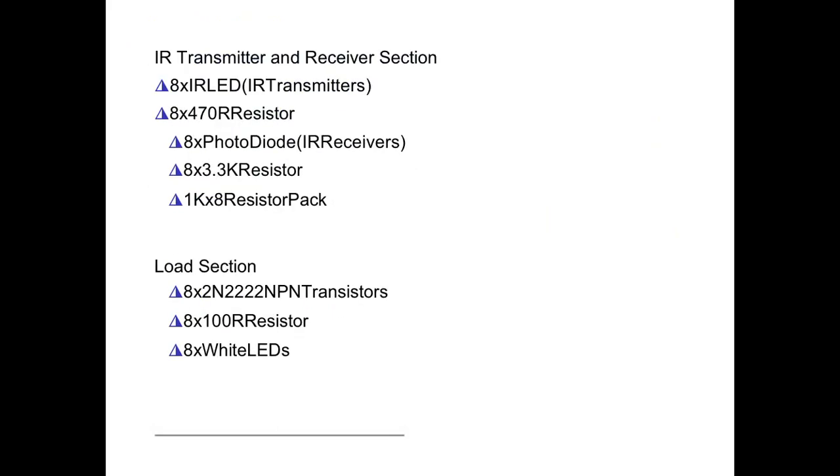Coming to the IR transmitter and receiver section, it includes 8 IR LEDs which are used as the IR transmitters, 8 470R resistors, 8 photodiodes which are the IR receivers, 8 3.3K resistors, 1 K8 resistor pack. Then the load section consists of 8 2N2222 NPN transistors, 8 100R resistors, 8 white LEDs.